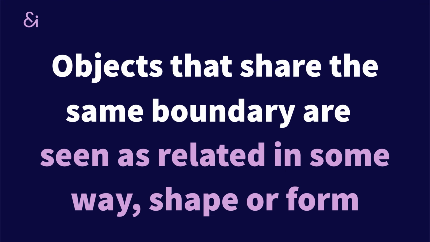This one is all about objects that share the same boundary being seen as related in some way, shape or form, which is pretty straightforward, and we can immediately think of examples, but as you know, throughout the whole series we've always gone for an example, so we'll do that here as well.